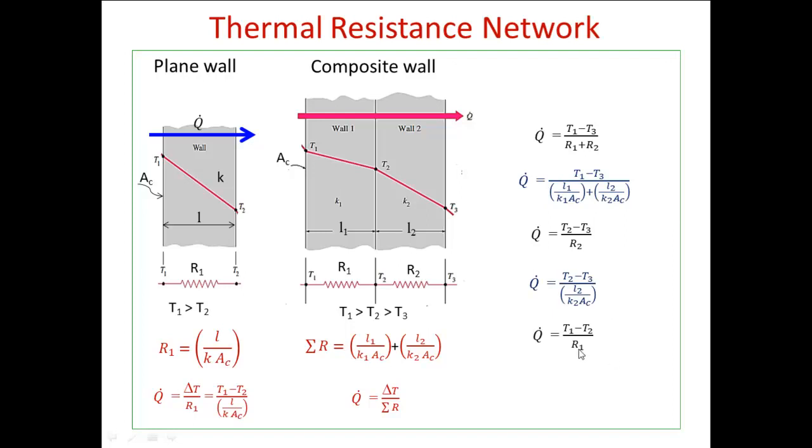Similarly, if you know the value of T1 and you want to calculate the value of intermediate temperature T2, then you can use this expression. In this case, the resistance offered by wall 1 has to be considered.